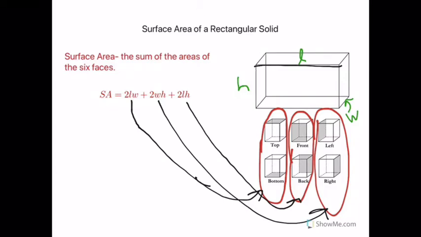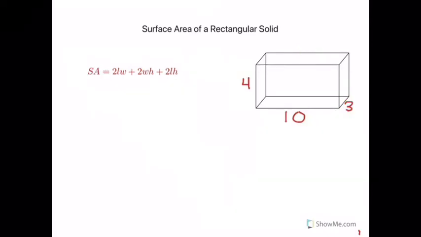Okay, let's go ahead and practice using this formula. So here's number 1. I want to find the surface area of this rectangular solid. And you can see the markings here. The height is 4, the length is 10, and the width is 3. So it's important for you to be able to identify which is the height, length, and width. Here, 4 is my height. It tells me how high or how tall this solid is. 10 is the length, how long it is. And then 3 is the width.